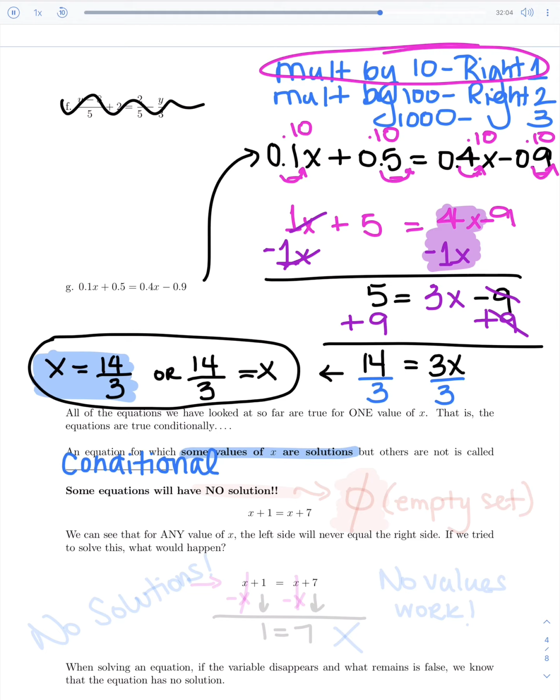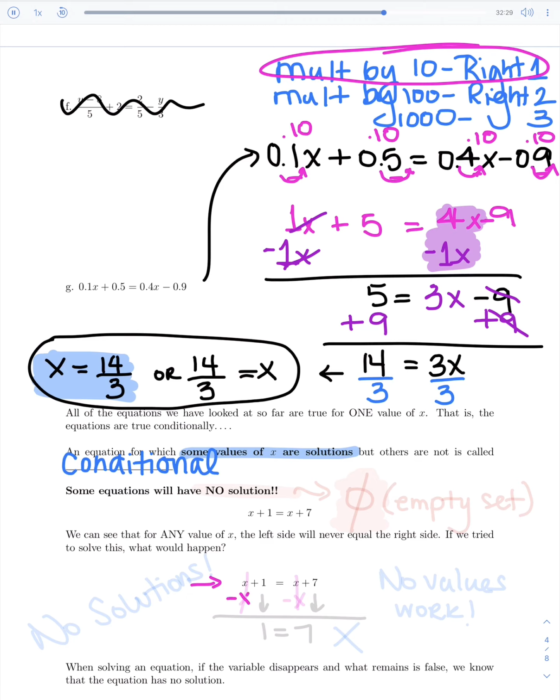Not all of them. And for our purposes, we're only going to usually see one solution of x. So conditional means some answers for x. But if you look at this next equation here towards the bottom of the page, if you were to try to solve this one, you'd say, okay, well, let me get the x's on the same side.